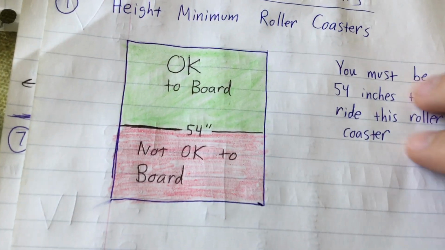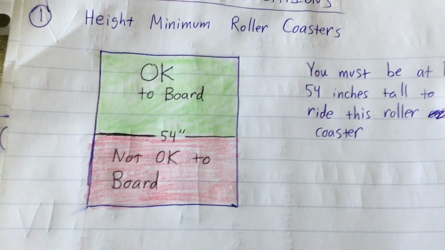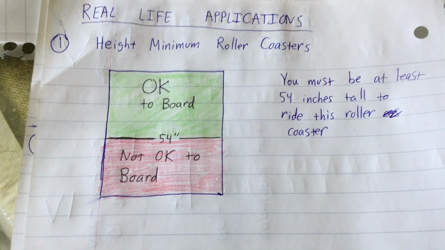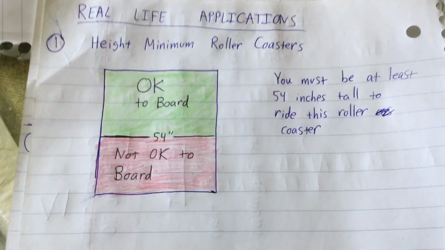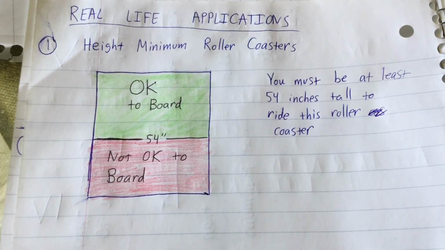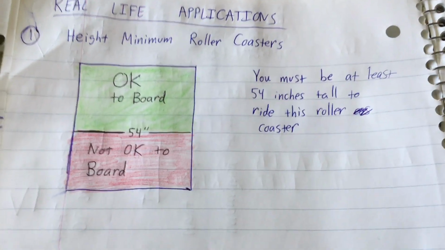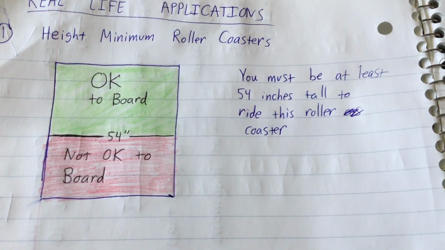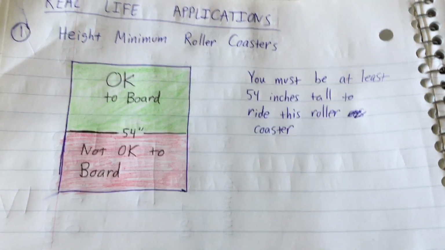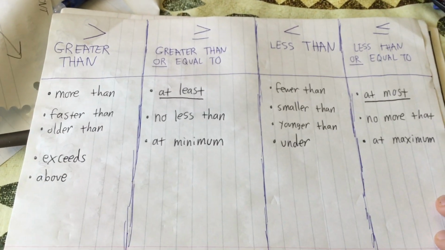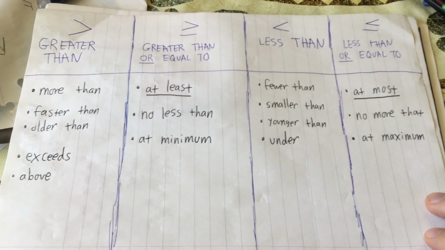But anyway, this sign used to terrify me because I can't remember if it was 5th grade or 6th grade, but I finally grew to 53 inches. Okay? So a height minimum roller coaster. You must be at least 54 inches tall to ride this roller coaster. So go back to your table. What symbol do I see when I hear the words at least?